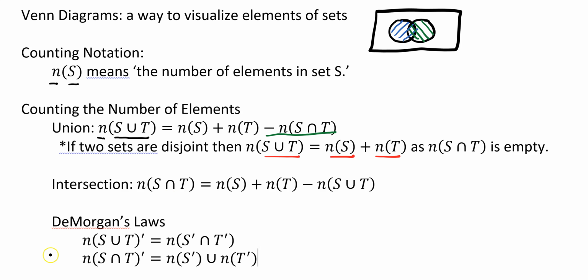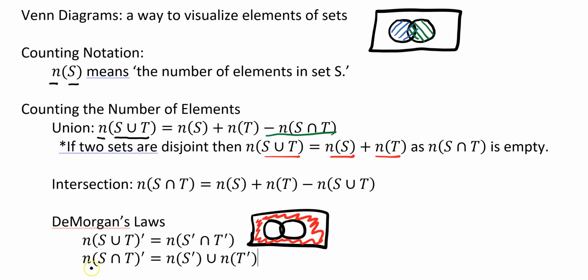There's 2 other formulas that I'm going to introduce here, and they're DeMorgan's laws. So the number in S union T and then complement. So that means everything outside of circles S and T. So for this first one, if I have a Venn diagram and I have circle S and circle T, with DeMorgan's law, S union T and then complement is everything outside of the 2 sets.